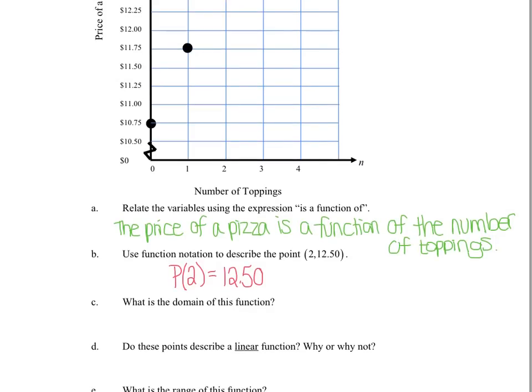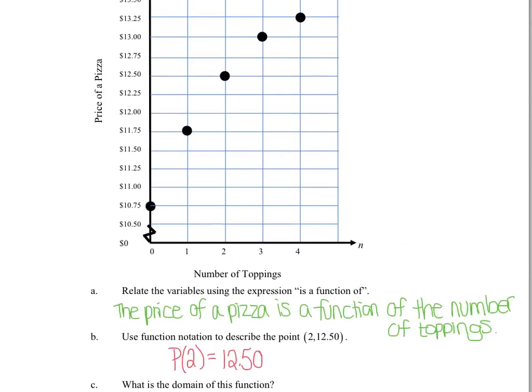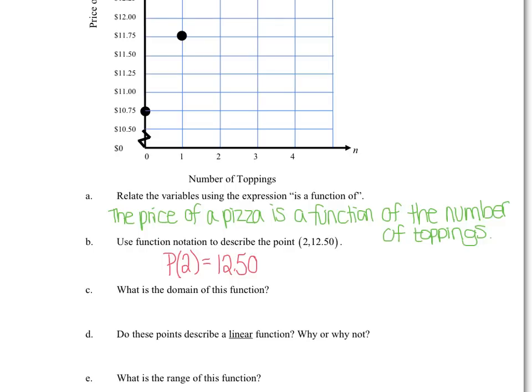Next, we're asked, what is the domain of this function? Well, looking at our points, we have when n is 0, 1, 2, 3, and 4. So that is going to be our domain. Because it's discrete, we're going to put braces, and we're going to have 0, 1, 2, 3, 4 in braces.